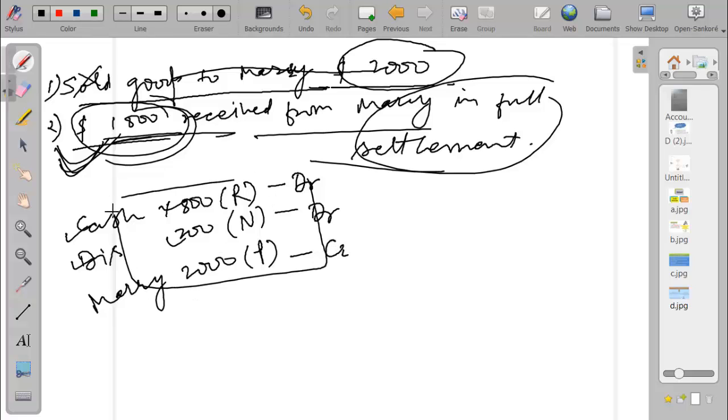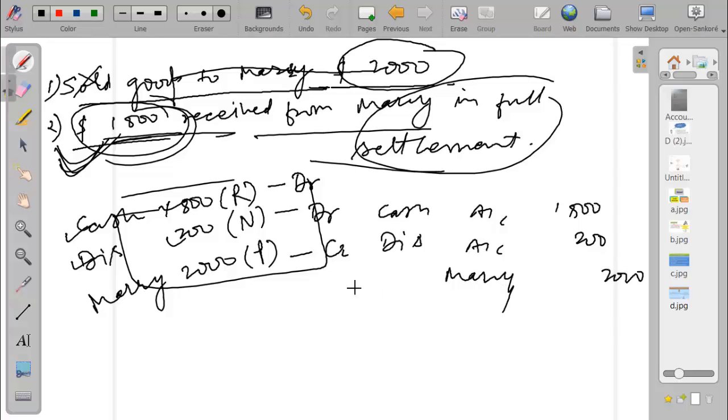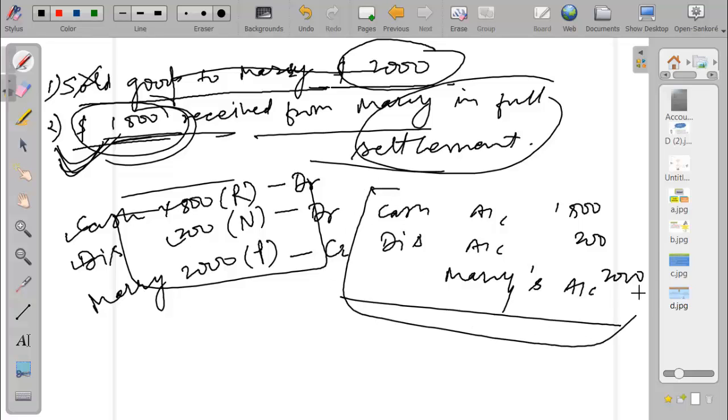Now after doing all these things, we will pass the entry. So first we will record the debit items. Here the debit items are cash account, how much? 1800. And then discount account, how much? 200. Done. And then in the next line, after leaving some space, Mary, how much? 2000. Is that clear? And if you write account here, then you have to write apostrophe s also. Is that clear? So this is the entry. Tell me.